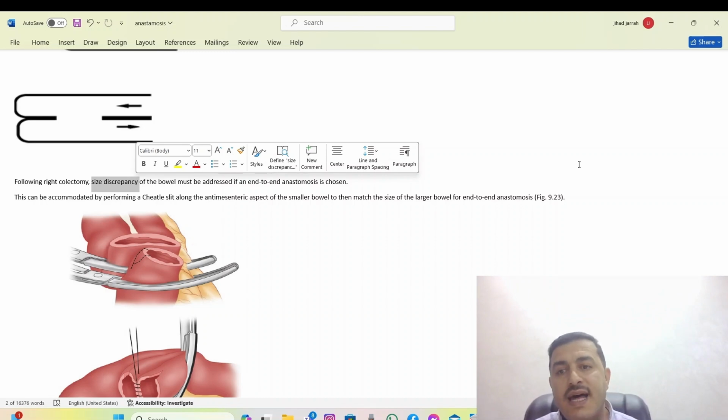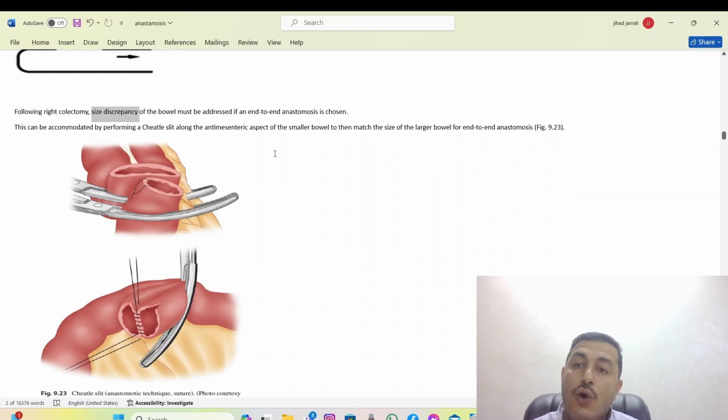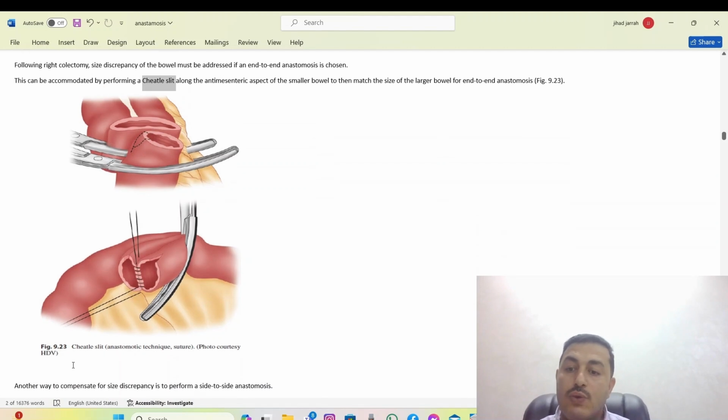One of them is, as you see in this picture, what we call the Cheatle slit. You can see here we have a bowel, whatever, small bowel, ileum. Here we have a bowel with a larger diameter, and we made an incision on the antimesenteric side. So we widened the lumen or the diameter of the bowel so it can be closed into it. This is what we call the Cheatle slit.